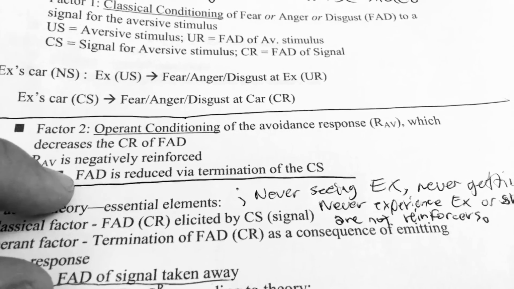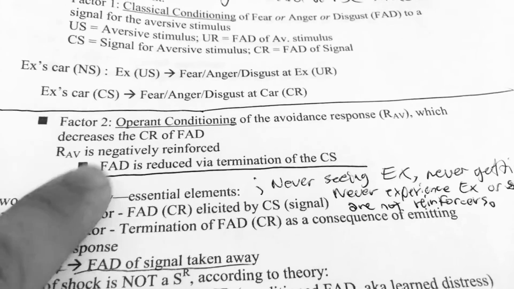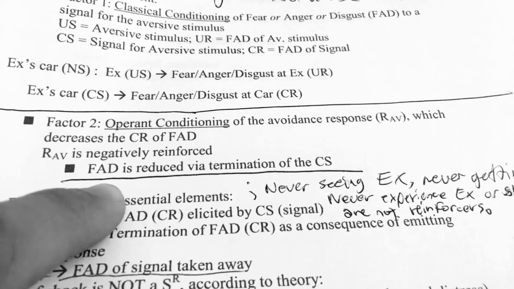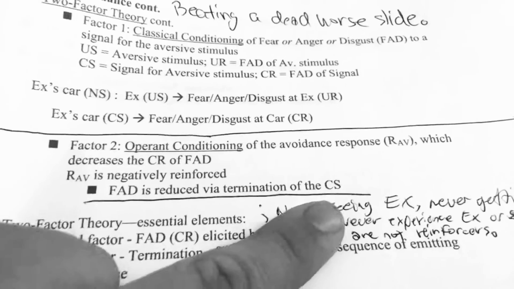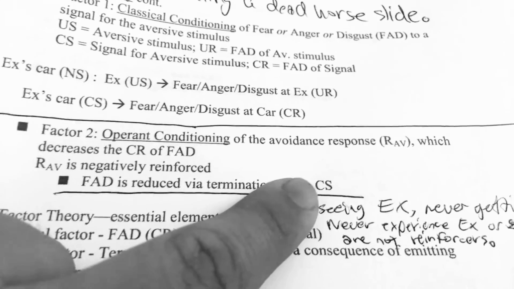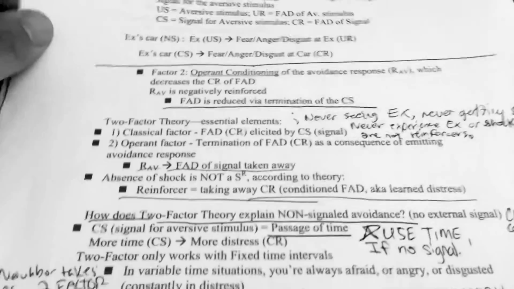Fear, anger, and disgust (FAD) is reduced via termination of the conditioned stimulus. So you're going to feel less fear, anger, and disgust if you stop the situation from happening. You see your ex's car, and if you avoid that, then your second factor to this is avoidance. Then you won't have to feel all of those feelings.